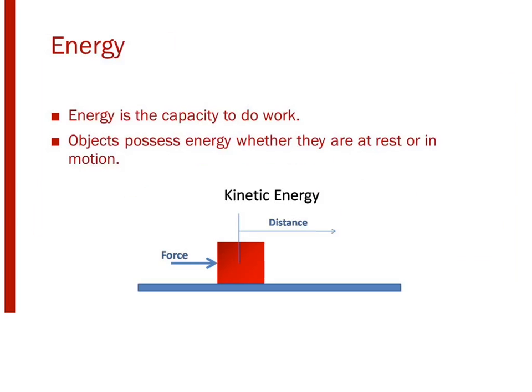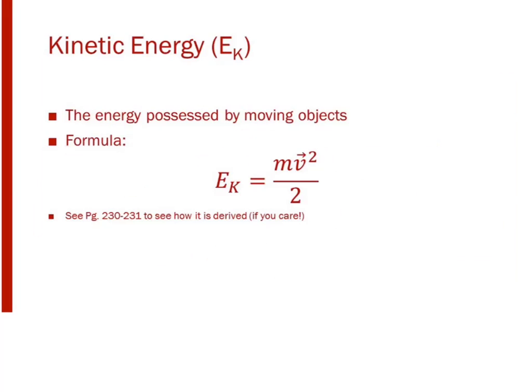And so we're basically continuing along with our work stuff. Energy is going to be measured in joules, just like work is, and it's a force that's moving something over a distance. So kinetic energy is the energy possessed by moving objects. So remember when we did friction, we looked at kinetic friction, so the friction that's caused by things as they are moving. So kinetic means moving.